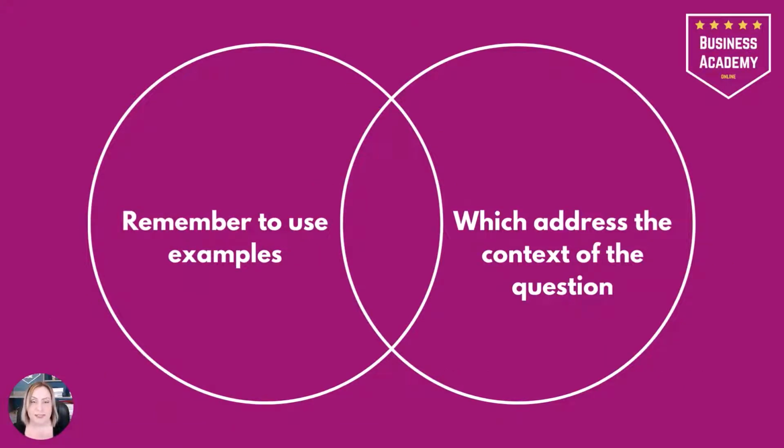Remember to use examples which address the context of the question. So a lot of the time it can be a good idea to talk about things that procurement would get involved in, because you need to read the question carefully and see whether it mentions the procurement department or a procurement context in particular. If you're giving generic examples through that and not linking back to procurement, you may miss out on marks.